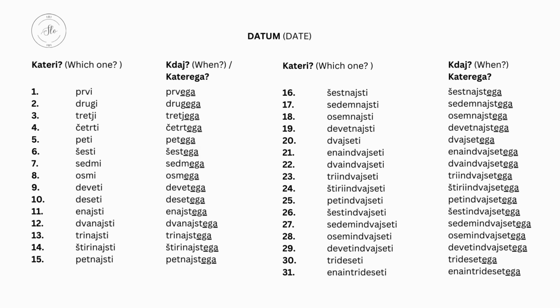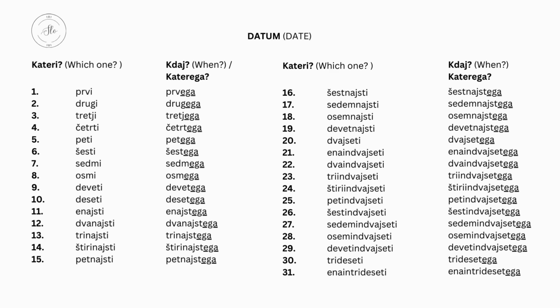Prvi, prvega. Drugi, drugega. Tretji, tretjega. Četrti, četrtega. Peti, petega. Šesti, šestega. Sedmi, sedmega. Osmi, osmega. Deveti, devetega. Deseti, desetega. Enajsti, enajstega.